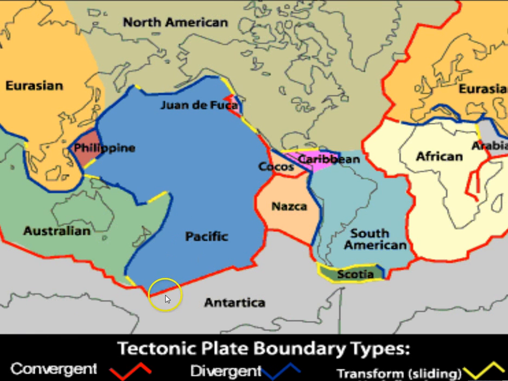Another illustration of plate movements. Here's our boundaries, plate boundaries. The red is where these plates are colliding together. Convergent is colliding. Divergent, the blue, means they're working away from each other. And then the yellow, transforming, which means they're side by side and they're moving side by side.